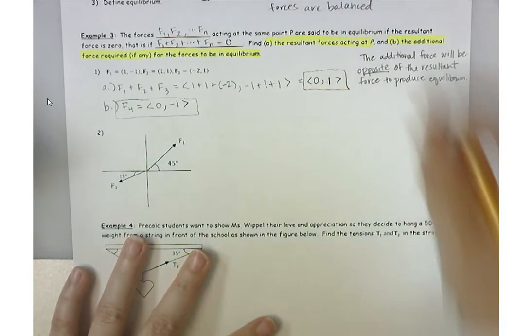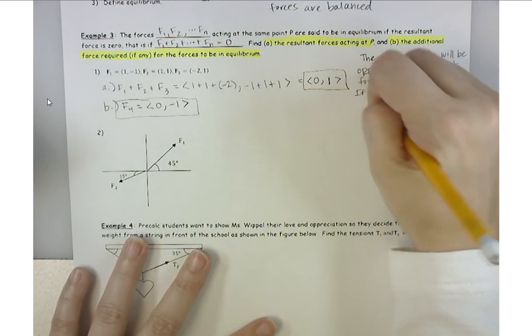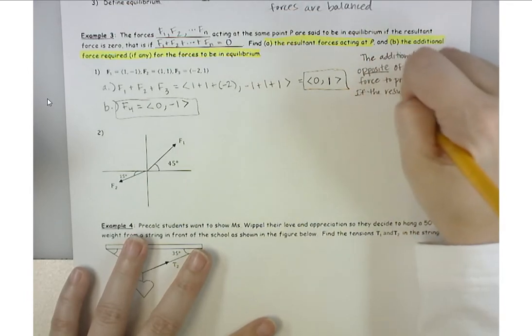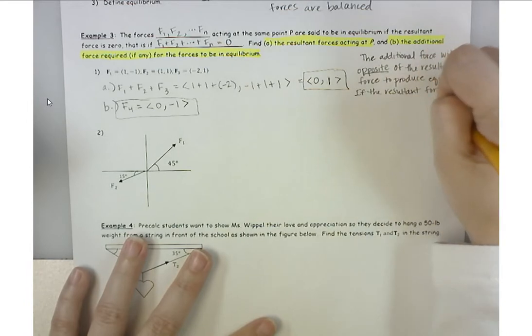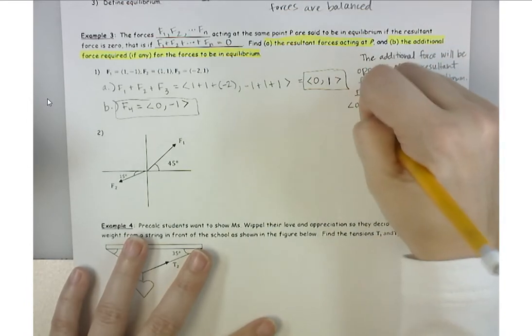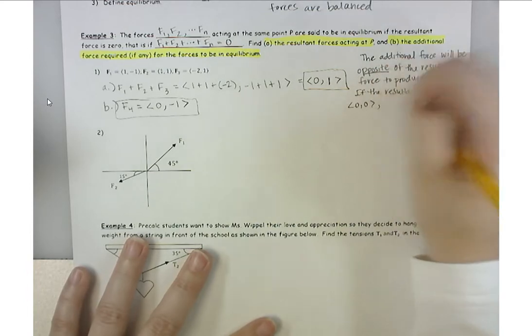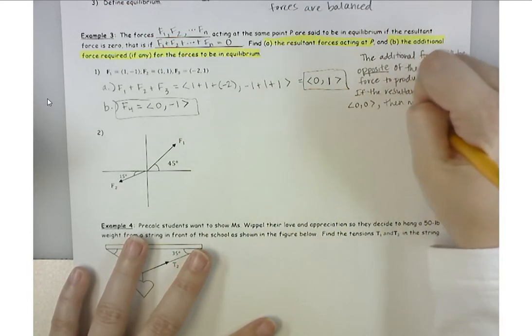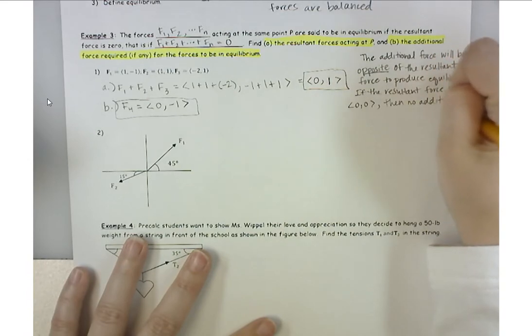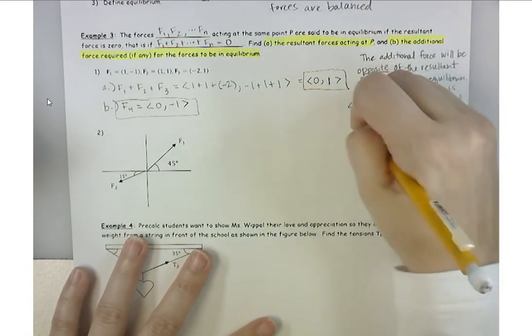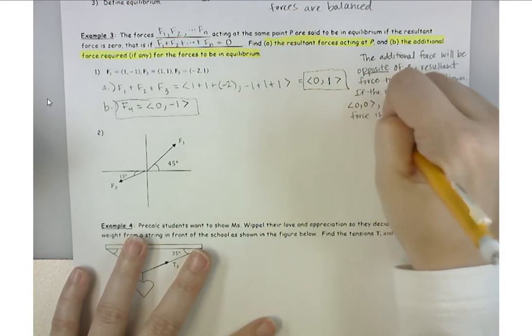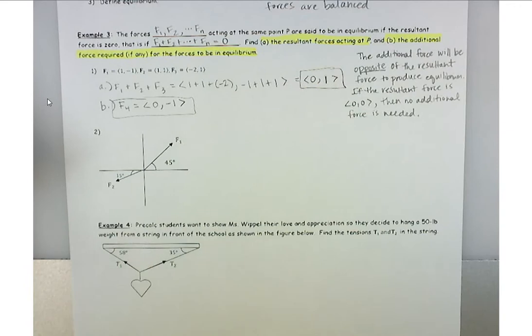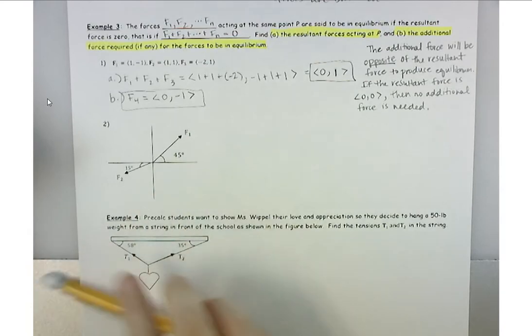If the resultant force is 0, and sometimes it will be, then no additional force is needed. Okay, now for number 2, we actually have to calculate what the vectors are going to be.